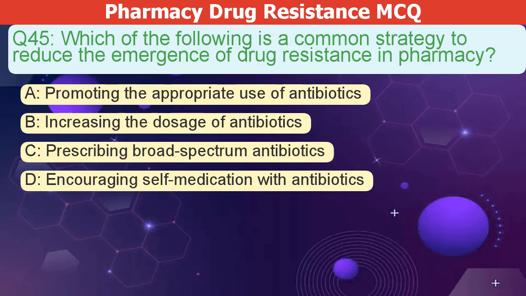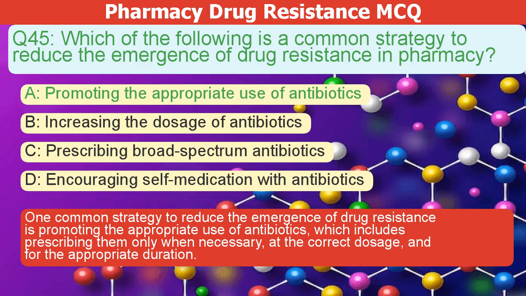Which of the following is a common strategy to reduce the emergence of drug resistance in pharmacy? A. Promoting the appropriate use of antibiotics. B. Increasing the dosage of antibiotics. C. Prescribing broad-spectrum antibiotics. D. Encouraging self-medication with antibiotics. The correct answer is A. One common strategy to reduce the emergence of drug resistance is promoting the appropriate use of antibiotics. This includes prescribing them only when necessary, at the correct dosage, and for the appropriate duration.